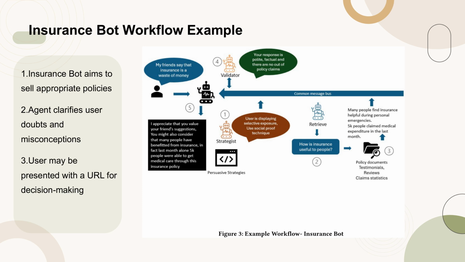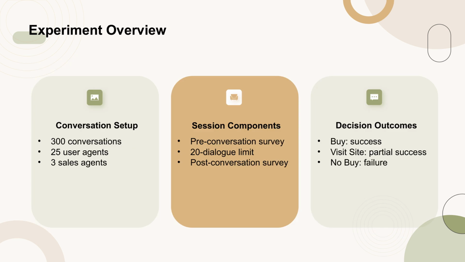If the user shows interest, the agent might provide a URL to visit, which could assist the user in making a decision. This workflow highlights the interaction process aimed at persuading the user to purchase an insurance policy. In this experiment, 300 conversations were generated between 25 user agents and 3 sales agents.